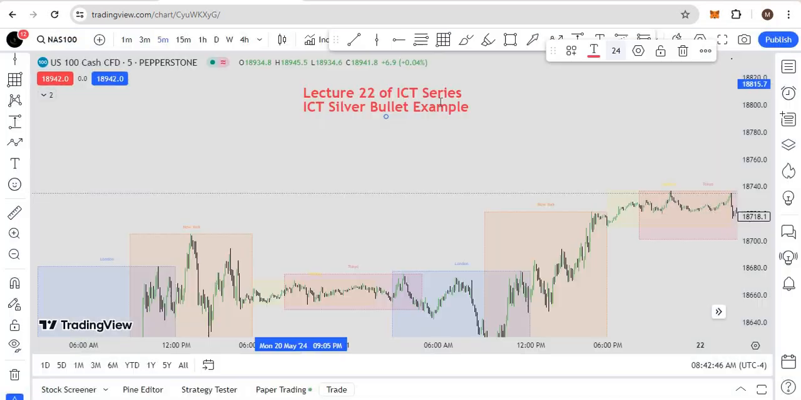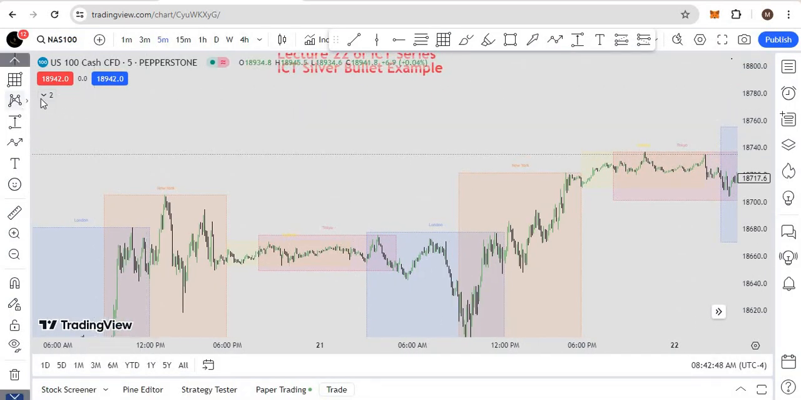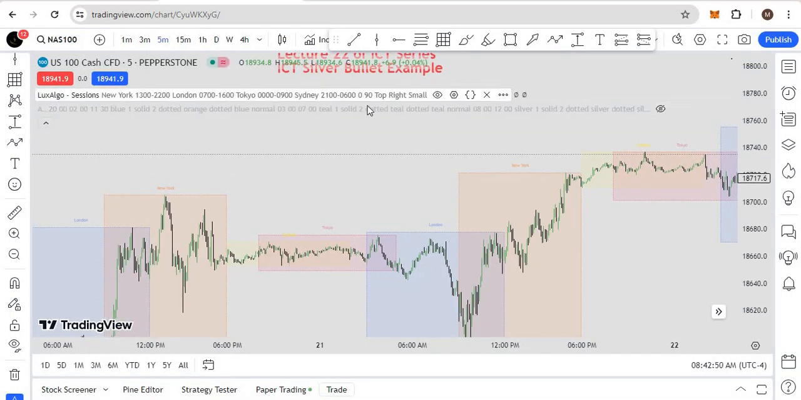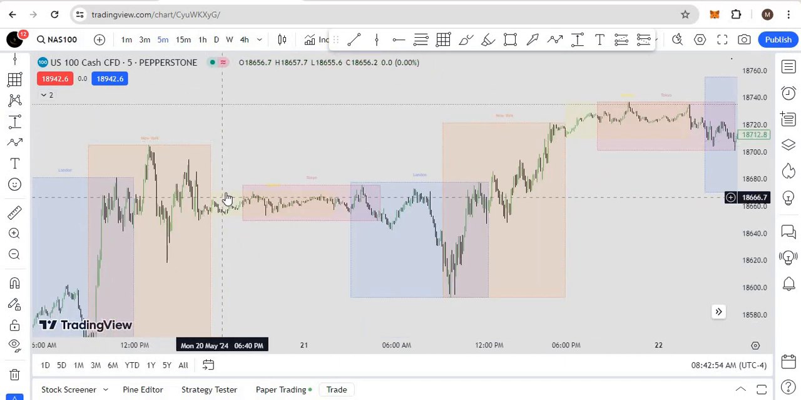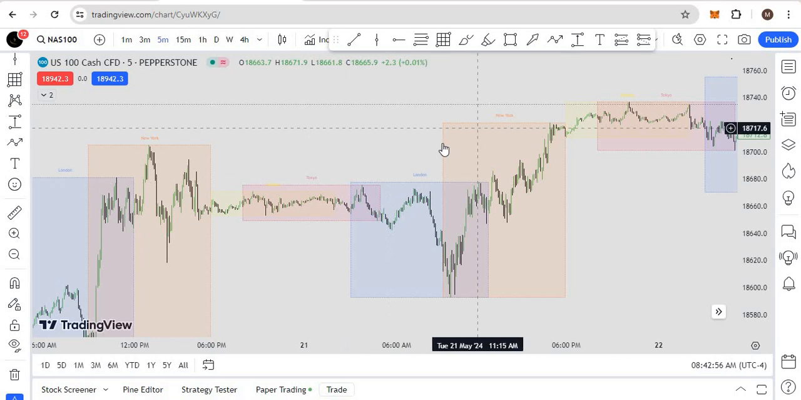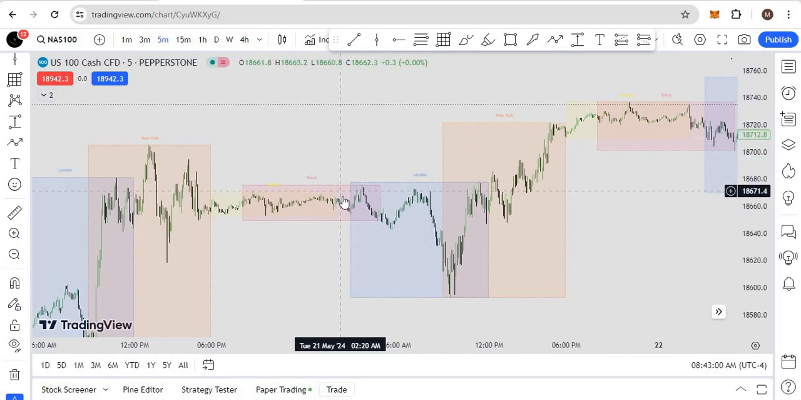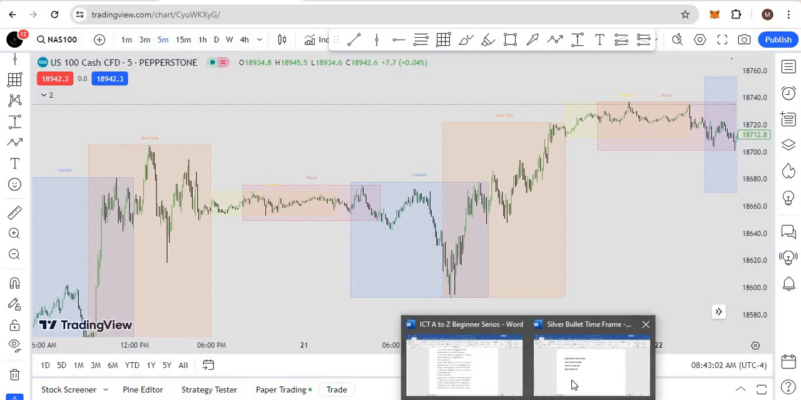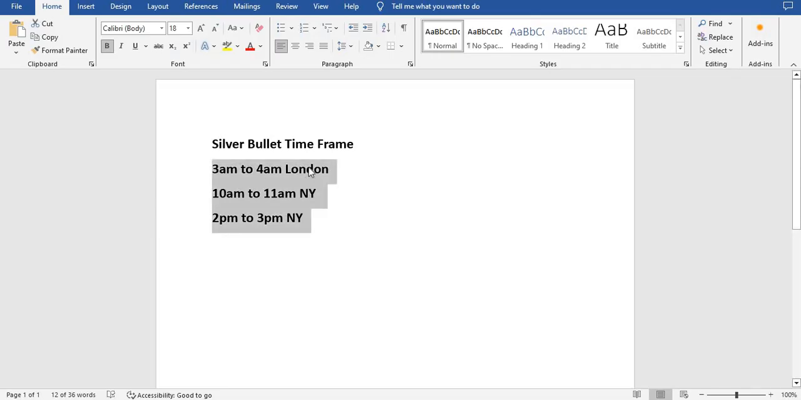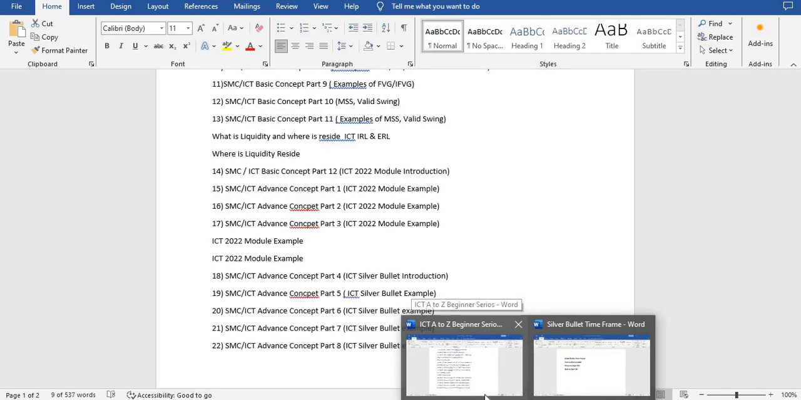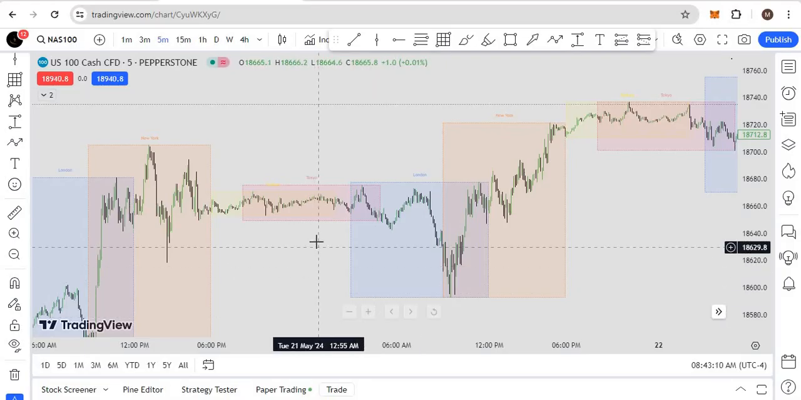Okay. So I am using the LuxAlgo Sessions indicator. Here you will see light yellow for Sydney, Tokyo, London and New York. Basically, I will show you all three trades in this video: the London, New York AM and PM sessions. So make sure you stay with me and watch this video till the end.